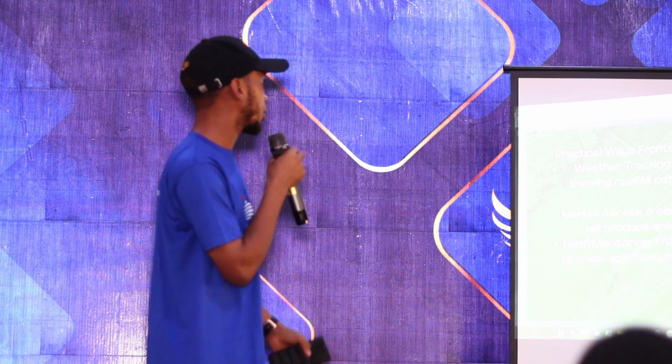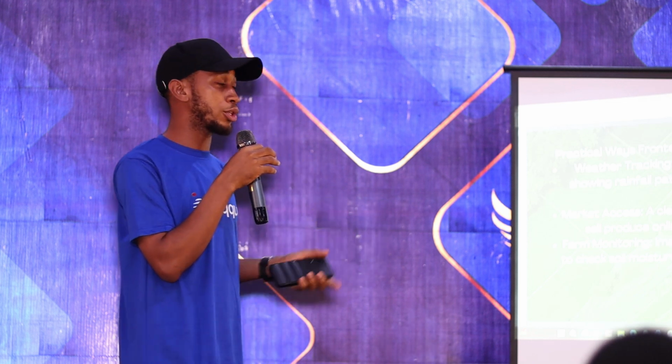Now, practical ways front-end development helps agri-tech. One, weather tracking systems. There are APIs for weather tracking. There are APIs that we get this information from. So when you get this information, you can use the front end to display it on the screen. You can manipulate it, display information of different types, different locations.